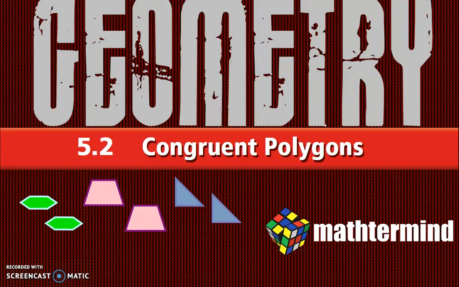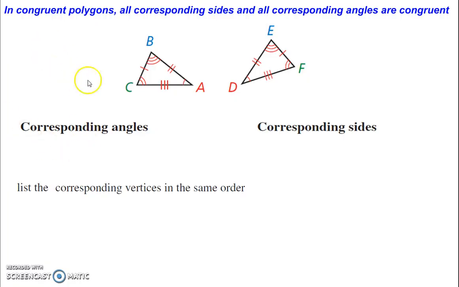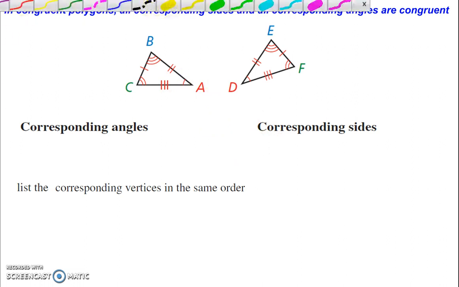Hello and welcome back to Geometry, Chapter 5, Section 2, Congruent Polygons. In congruent polygons, all corresponding sides and all corresponding angles are congruent. So if you look at this set of triangles here, we have corresponding angles.